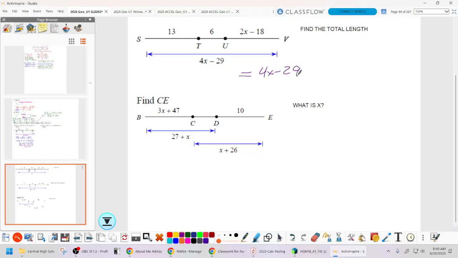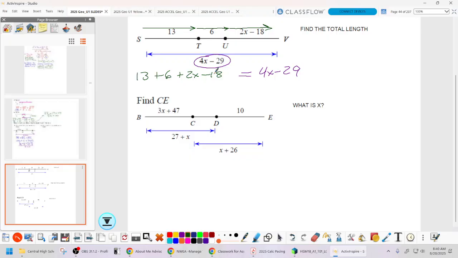And then the other total, let's see, in the circle, the other total is this. S to T, that's 13. And then T to U, that's 6. And then U to V, that's 2x minus 18. And that's the other total distance across. And now we have our equation.